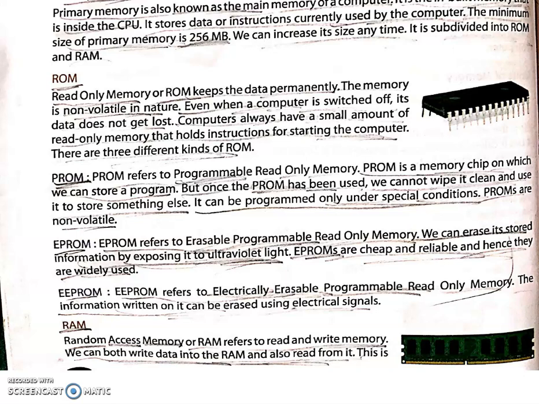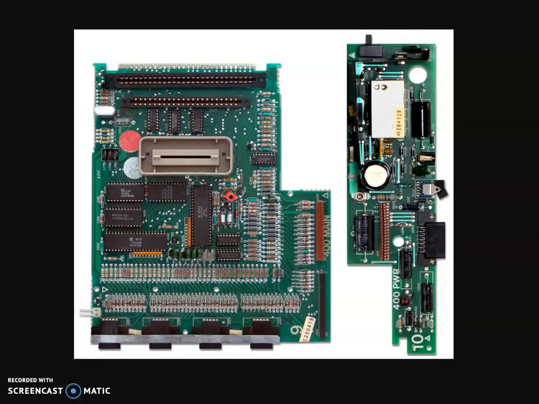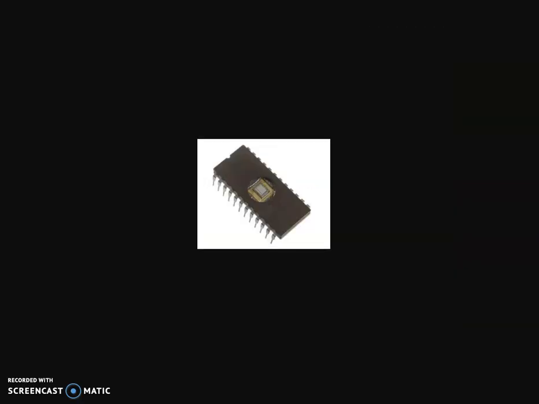Computers always have a small amount of read-only memory that holds instructions for starting the computer. So there are three different kinds of ROM. Whenever you start a computer, you have a ROM which tells it what to start, like your Windows or whatever operating system you're using. Let me show you the photograph of a ROM. So this is a ROM. This is how ROM looks.